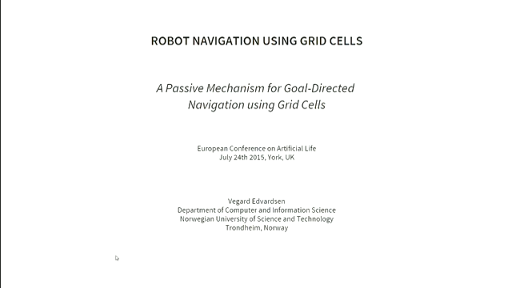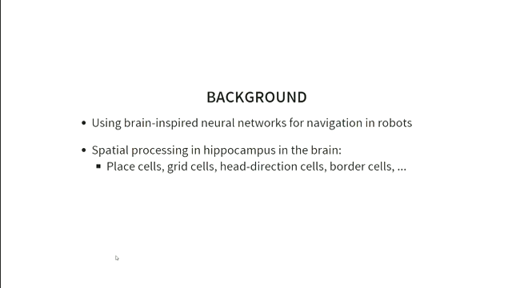So in my research, I'm interested in learning about what we know about how the brain might perform navigation, and then try to apply that to robots. And specifically, I'm interested in building artificial neural networks that can solve navigational tasks in robots. And these neural networks should then be biologically plausible and make use of the principles that we know from the brain. So one area of the brain that is particularly interesting in this regard is the hippocampus.